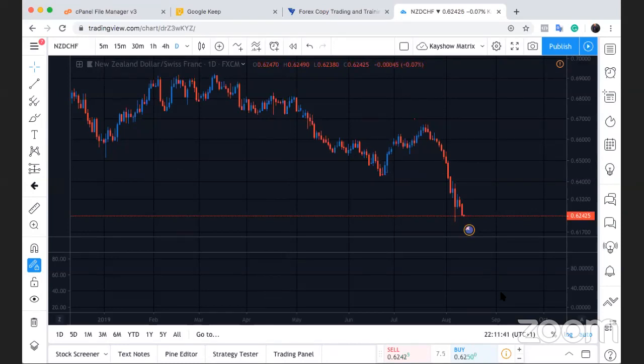So let me type that in the chat box. Support is equal to floor. Resistance is equal to ceiling.